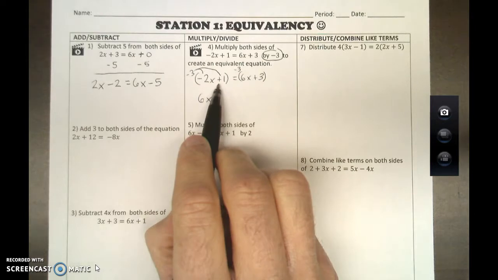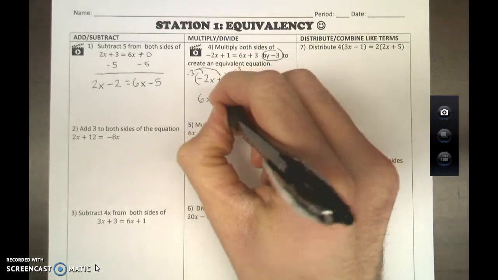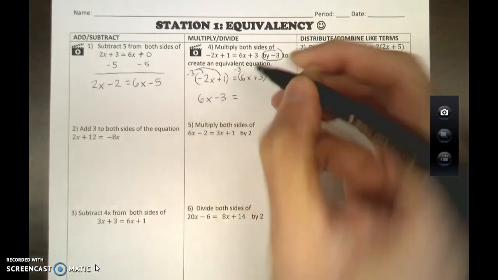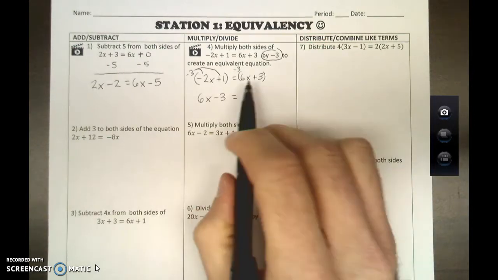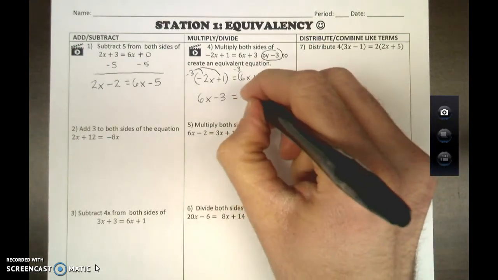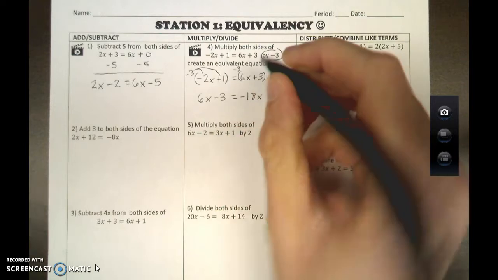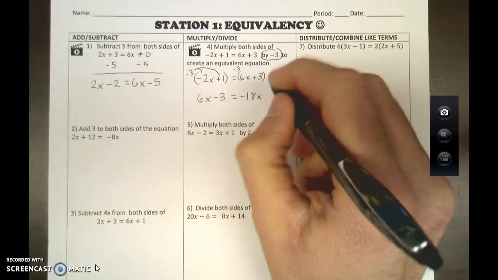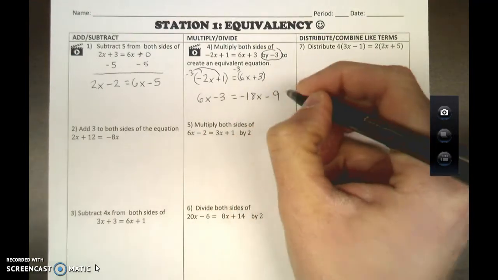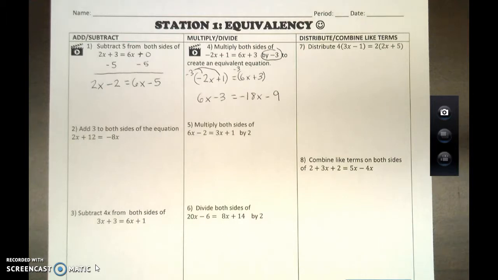Negative 3 times positive 1 is negative 3. Negative 3 times 6x is negative 18x. And negative 3 times 3 is negative 9, or minus 9. And that's my equivalent equation. So remember, when you're multiplying or you're dividing, you do that to every single term in the equation.